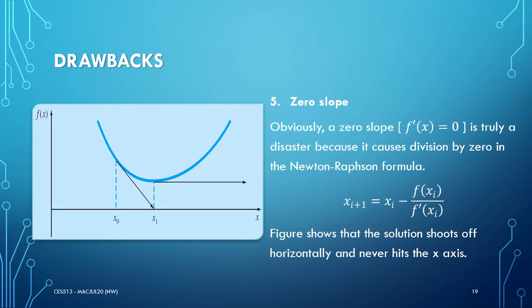The last drawback is the zero slope. When we encounter a zero slope, where f prime x equals 0, it is truly a disaster because it will cause a division by 0 in the Newton-Raphson formula. So if you get this equal to 0, you cannot solve this problem. That is the drawback from zero slope.